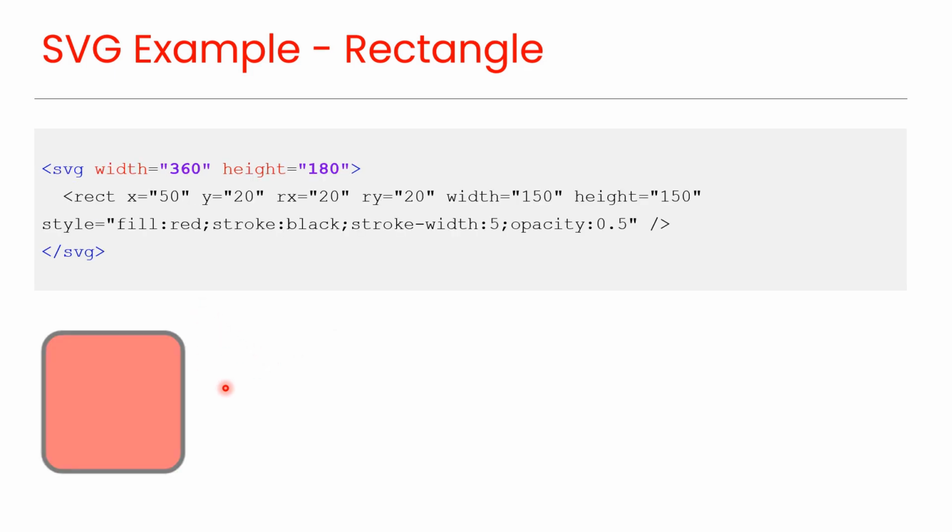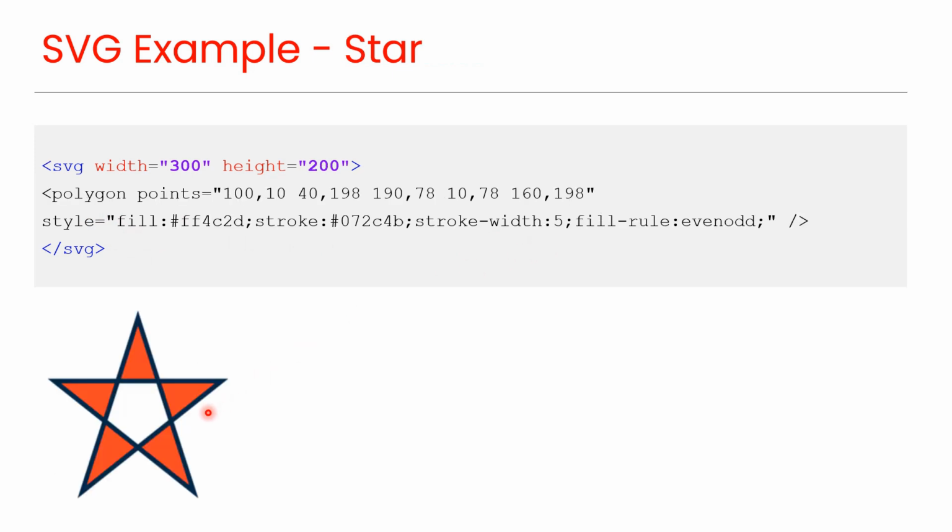Here we are also creating a rectangular shape using SVG. As you can see in this code, this will create a red rectangular shape. As you can see in this preview. To create a polygon star using SVG, you can use the polygon element. As you can see in this code, this will create a polygon star. As you can see in this preview.